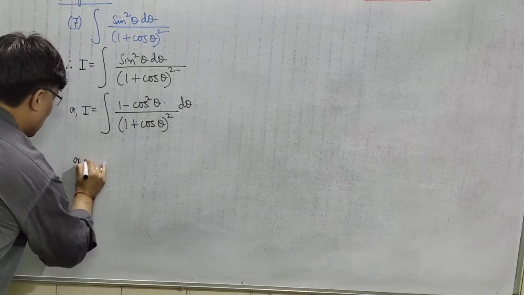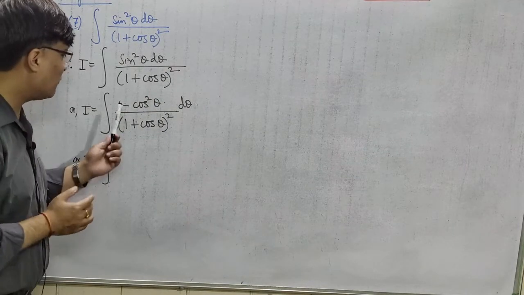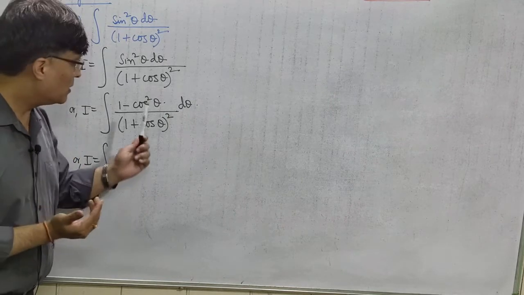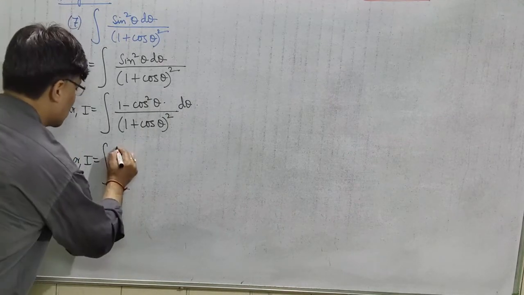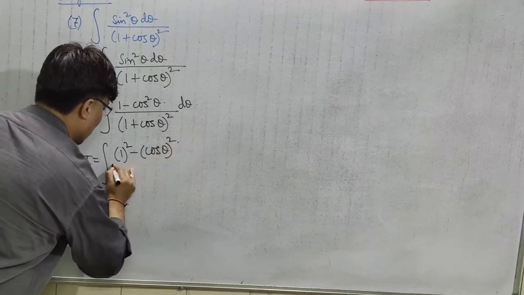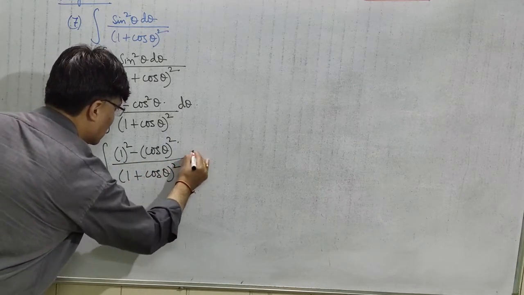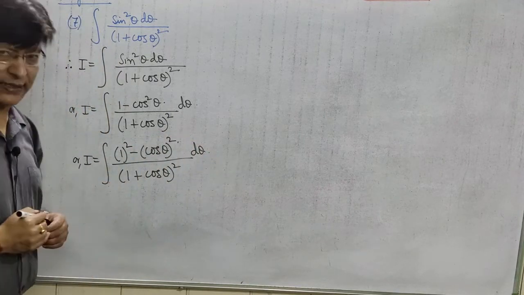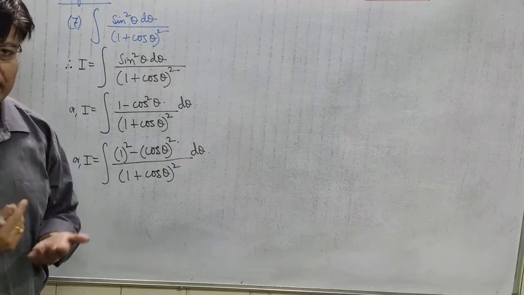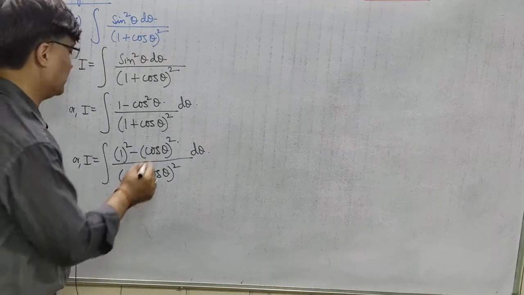Or I is equal to the integration of, now in the numerator, we can use the formula a square minus b square. 1 can be written as 1 whole square, and this cos square theta can be written as (cos theta) whole square, divided by (1 plus cos theta) whole square. Then you can write d theta. So now let us simplify the numerator. We can use the formula of a square minus b square. You know that this is (a plus b) into (a minus b).